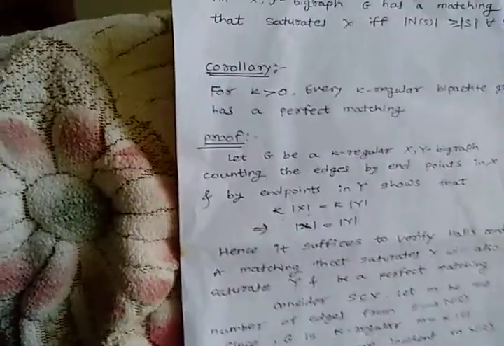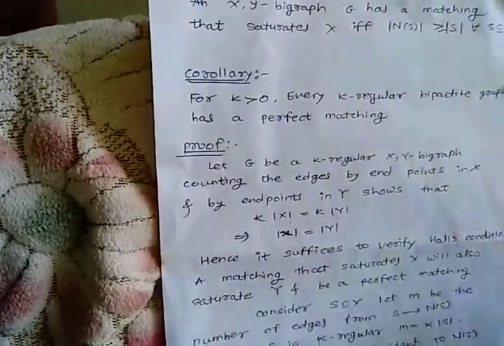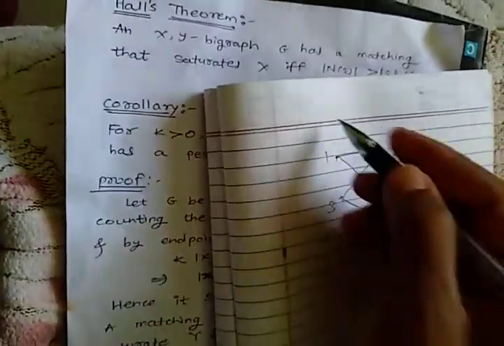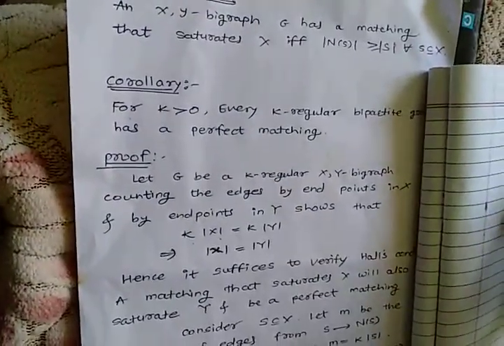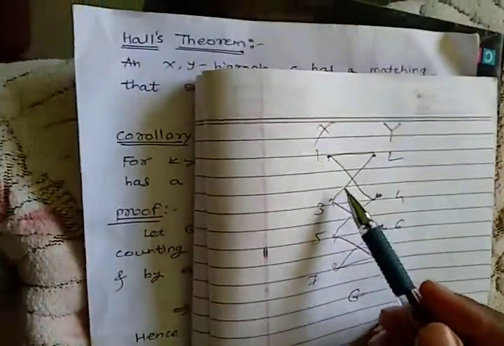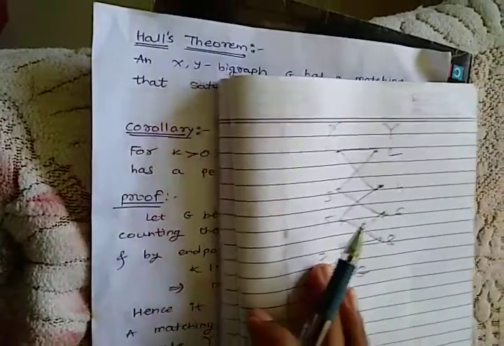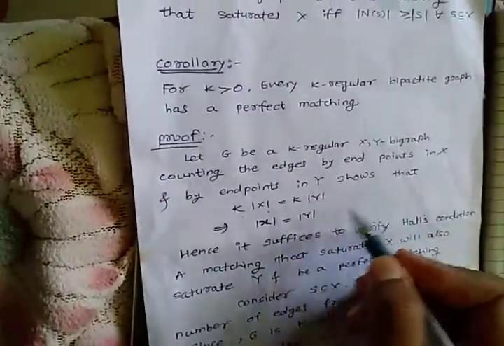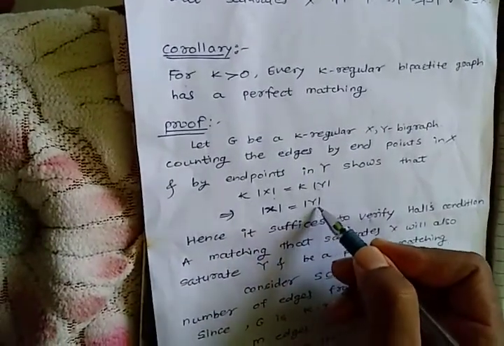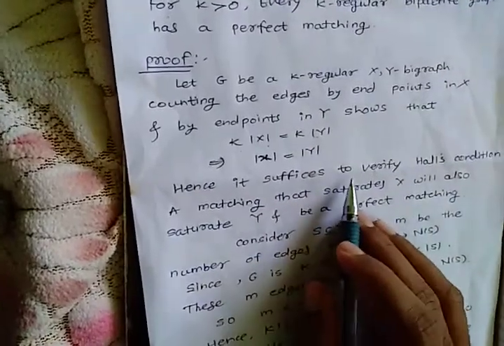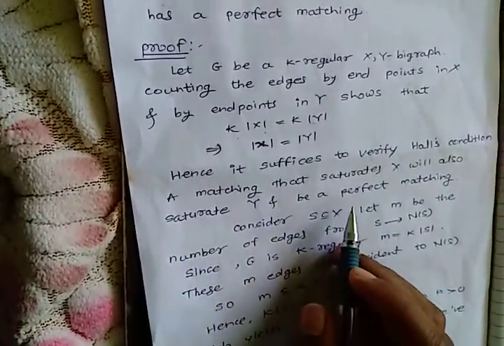Let G be a k-regular XY bigraph, counting the edges by endpoints in X and by endpoints in Y. See example. We see this part is X and this part is Y. We count the edges of X: 1, 2, 3, 4, 5, 6, 7, 8 edges, and count the edges of Y: 8 edges. k times the cardinality of X equals k times the cardinality of Y, which implies the cardinality of X is equal to the cardinality of Y. Hence it suffices to verify Hall's condition. A matching that saturates X will also saturate Y and be a perfect matching.